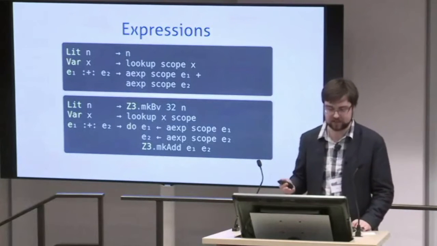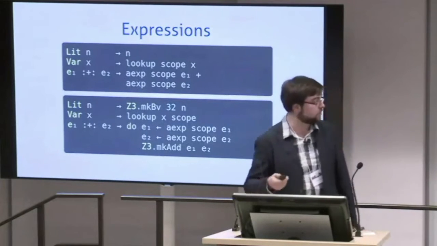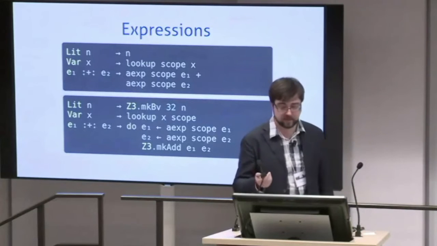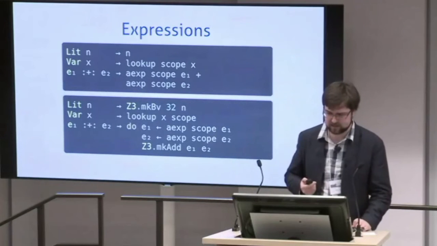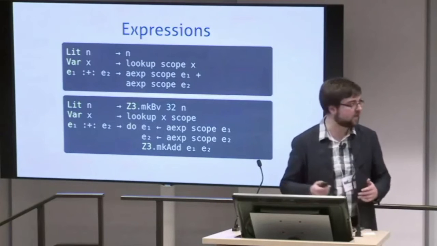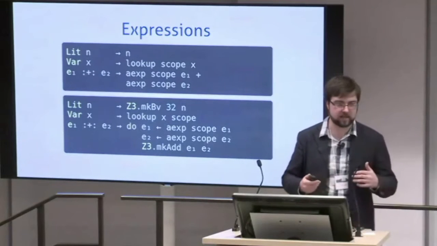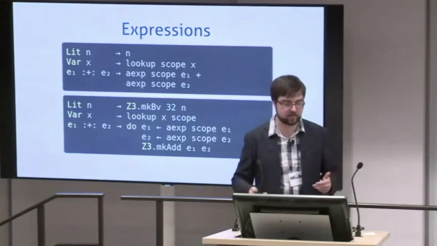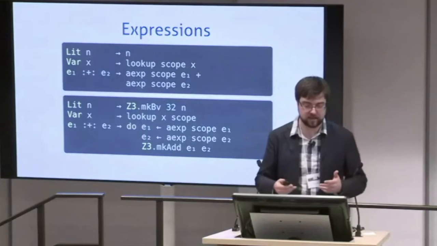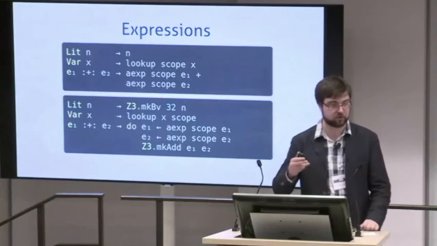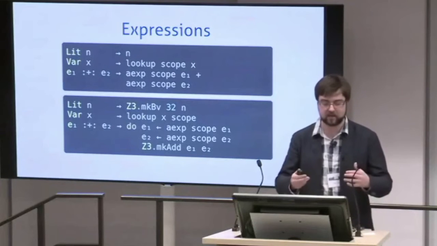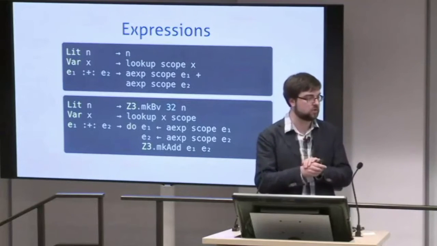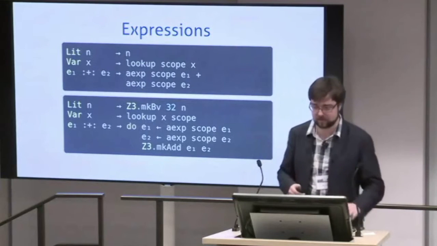And then finally, to do something like plus, in the interpreter case, we just recurse directly. And in the Z3 case, it's a little bit more difficult, because everything is being managed by the Z3 type, which happens to be a monad. So we have to explicitly extract the results of the two recursive calls, and then make an addition node in our formula.